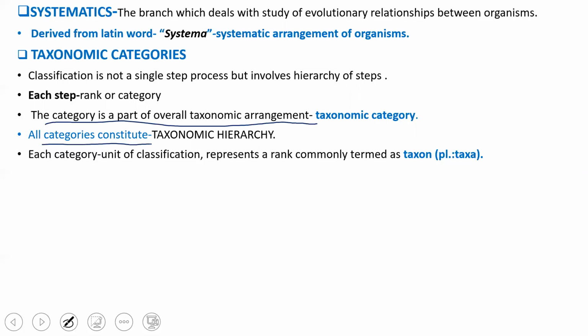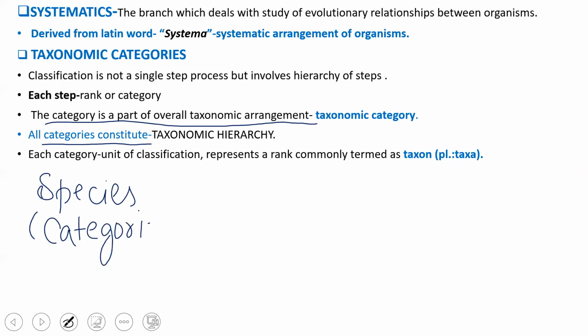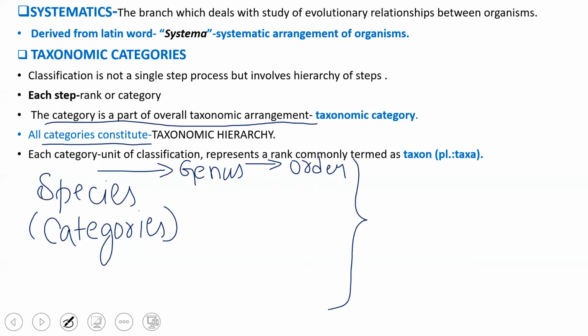So if we have to say species is a category, this is one single step in the taxonomic hierarchy. Likewise, we have the next group, that is genus. Then comes order, family, and it goes on. All these are called the taxonomic categories.